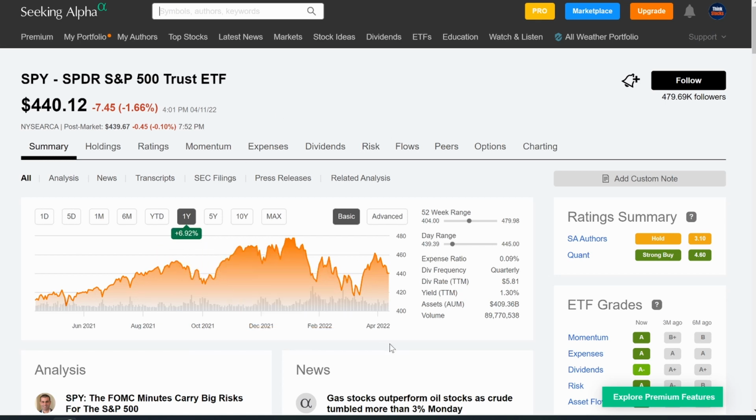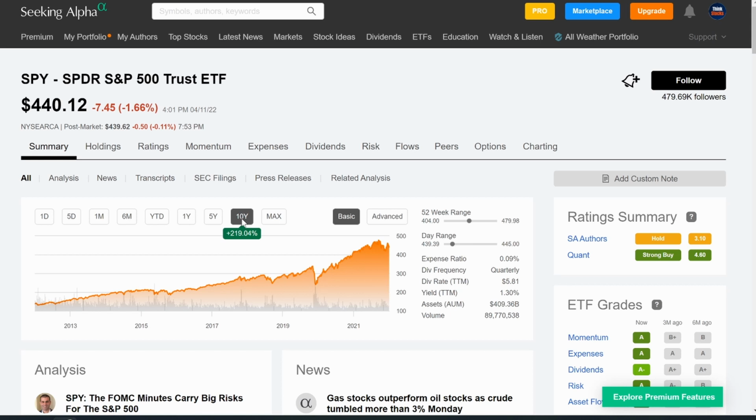This is 500 of the biggest companies in America by market cap, and you could just set it and forget it. This is how most people win the market. Not that many people could actually outperform the market in the long run. So if you can't beat them, you might as well join them.